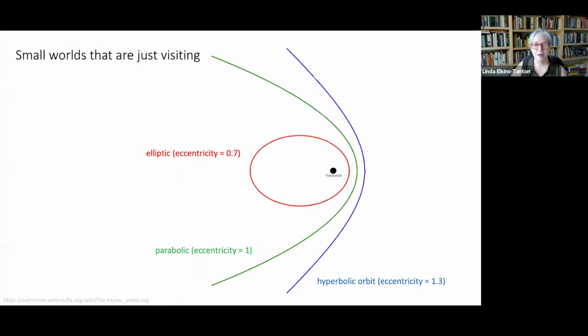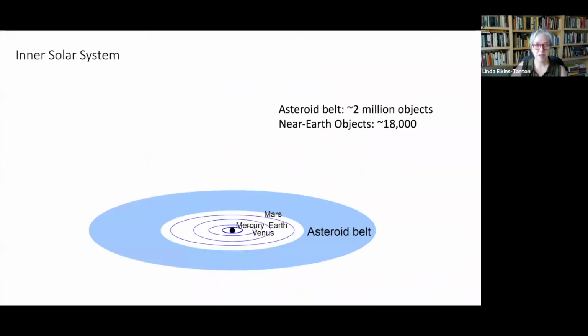So now let's turn to resident small worlds, the ones that stay in our solar system, at least for now. And we're going to start with the inner solar system. Small worlds are concentrated in areas where they're relatively protected from disruptive gravitational interactions from other objects. Otherwise, of course, they would be moved out of the orbits that they're in. The most familiar of these concentrations of our small worlds is the asteroid belt between Mars and Jupiter.